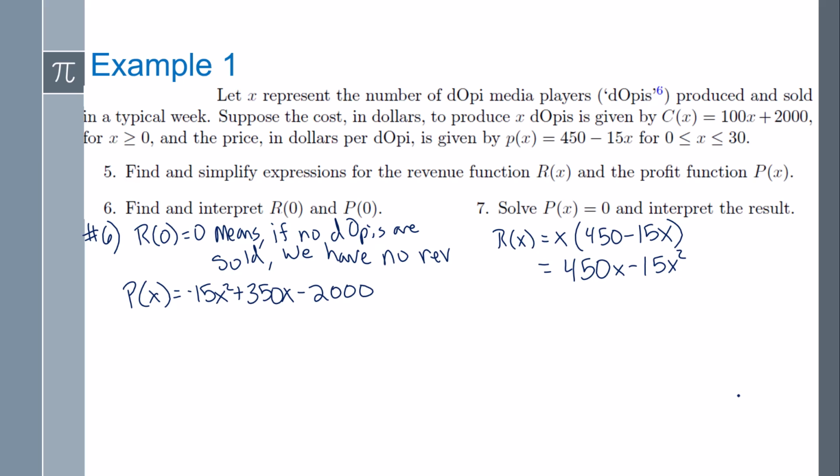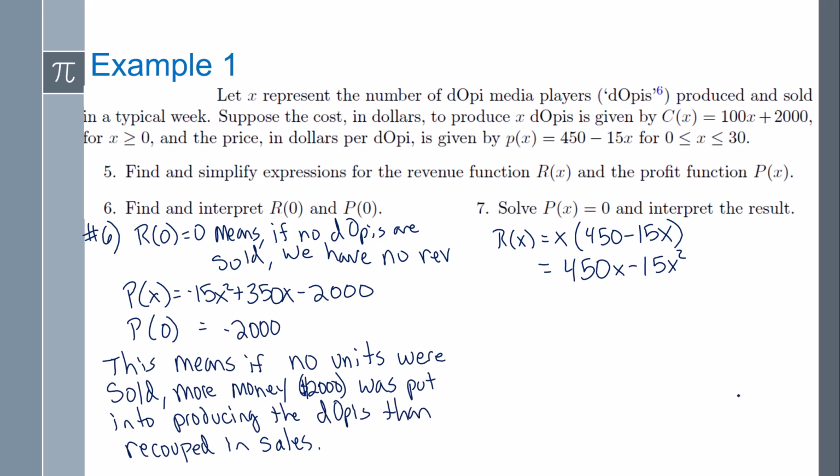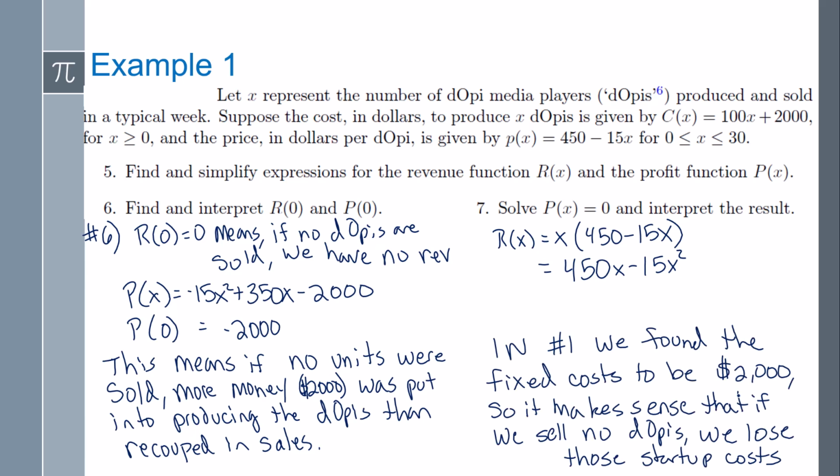Now your profit, if I plug in 0 for that, that's going to be that if no units are sold, more money was put into producing those DOPs than we recouped in sales. Or another way of thinking of it is your profit is minus $2,000. Now, if you remember in the first problem, we found the fixed cost to be $2,000. So it makes sense that if we sell no DOPs, we lose those startup costs. So that number was the same as that number.